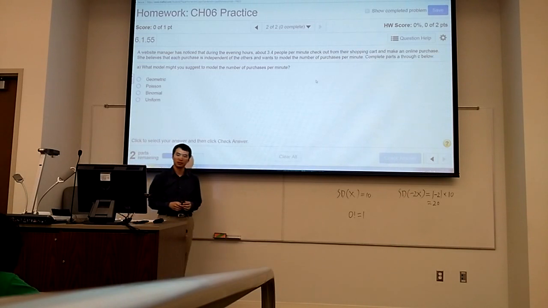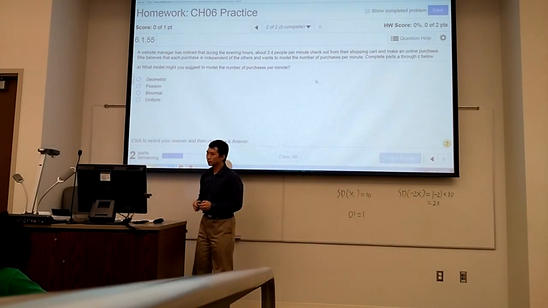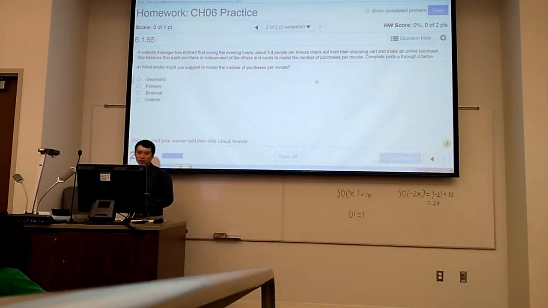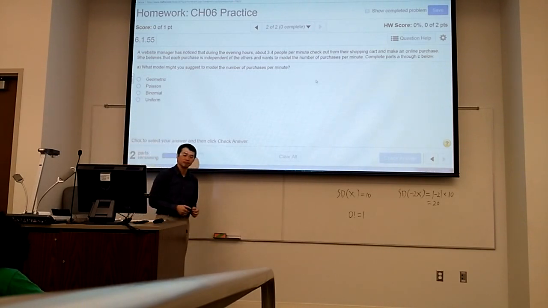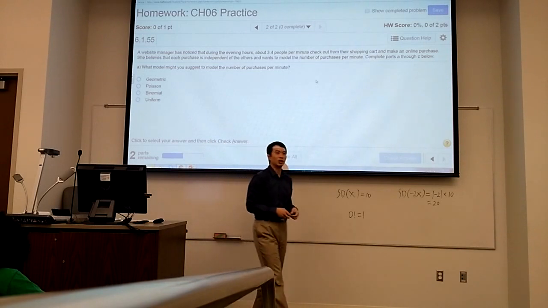So this question. A website manager has noticed that during the evening hours, about 3.4 people per minute check out from their shopping cart and make an online purchase. She believes that each purchase is independent of others and wants to model the number of purchases per minute. So which model are we talking about here?